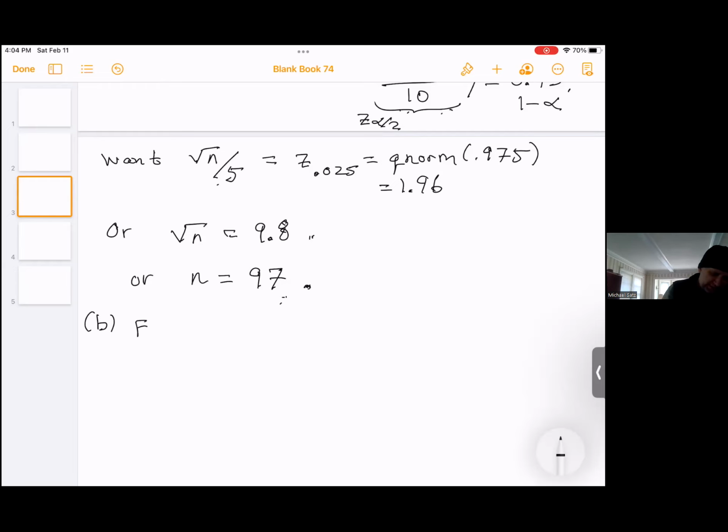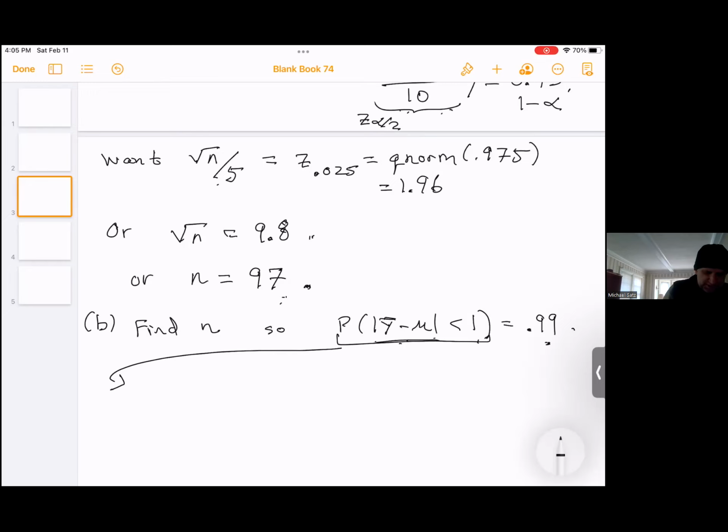Okay, find n. Let's just repeat this with different numbers. Say we think that's too big. Find n so that the probability that |y bar minus mu| is less than 1 is equal to 0.99. So I want a really good confidence interval here. All right, well then this will give me information, but I haven't made it normal yet, right? So I need to divide both sides by the standard error again.